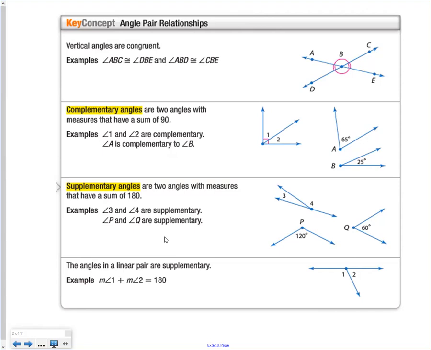Notice that angles are complementary whether or not they are in a 90-degree angle, right? They just have to sum to 90. So it can look like the first example here where they're actually in the 90-degree angle, or angles 65 and 25 are complementary. Did I say supplementary? Complementary. Again, supplementary, same kind of thing.